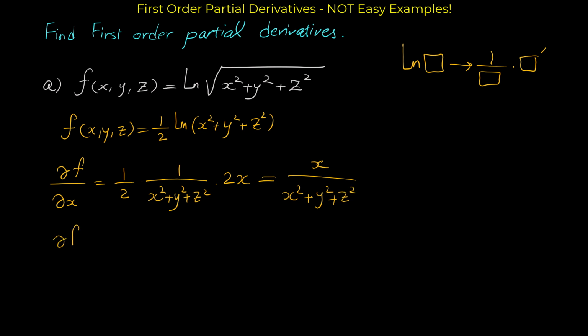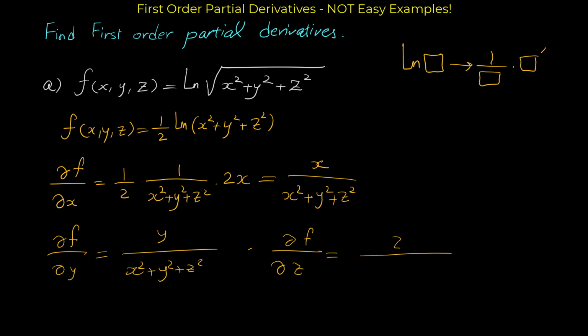In a similar way, the partial derivative with respect to y is y over x^2 plus y^2 plus z^2. And because of symmetry, the partial derivative with respect to z is z over x^2 plus y^2 plus z^2. So sometimes it's better to first stop, check if you can simplify the function, and then take partial derivatives.